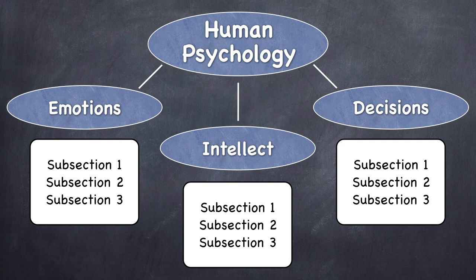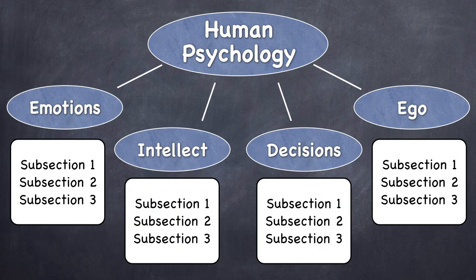So here's what you do. You add a whole section. You add a whole main section. So now you're still talking about human psychology. Your main point is still exactly the same, but you add one more supporting point. And we just added one about the ego. So now we have 4 supporting points about emotions, the intellect, the decision making, and about the ego. And that's going to be another 3 pages with a page per subsection.